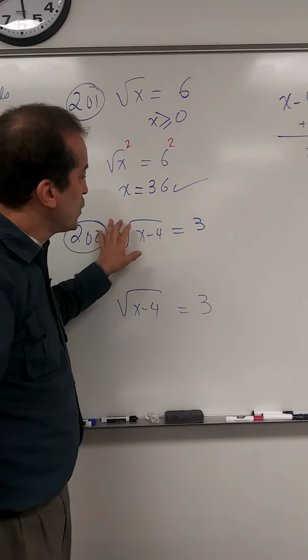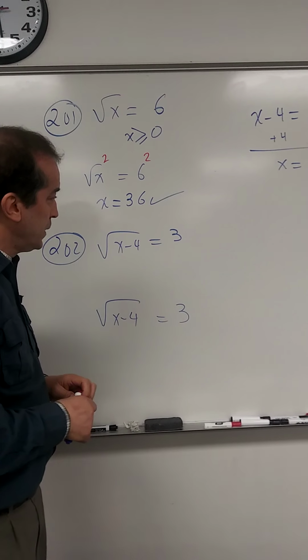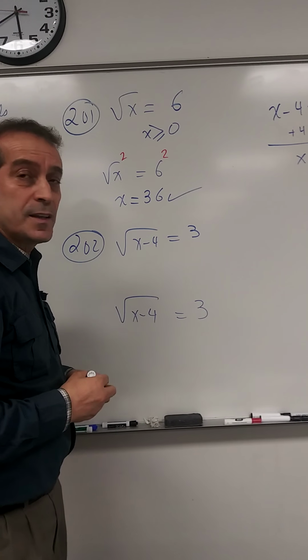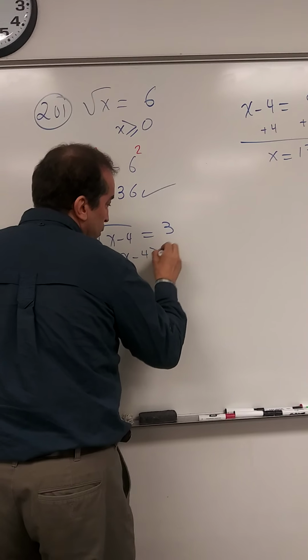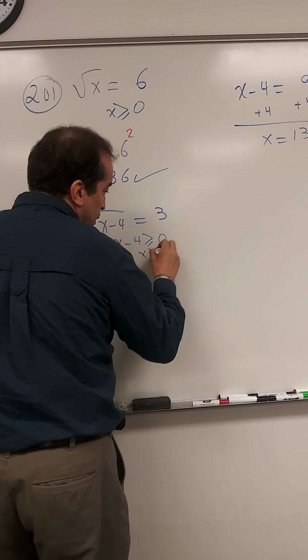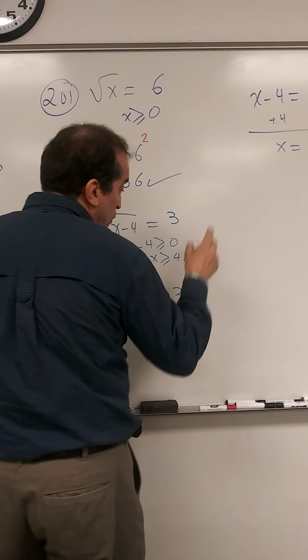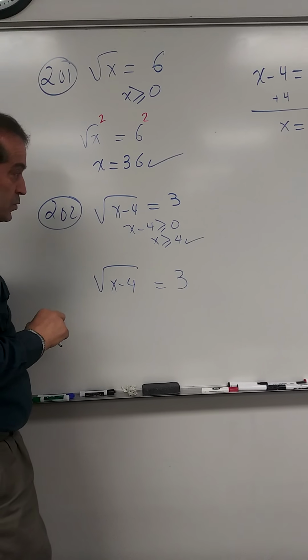In this example, we're solving square root of x minus 4 equals 3. The right side is positive. We want x minus 4 to be greater than or equal to 0, so x should be greater than or equal to 4. So our final answer should be greater than or equal to 4.